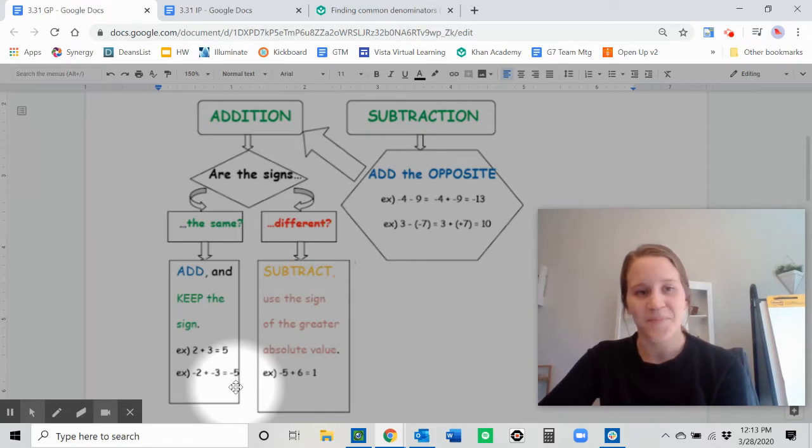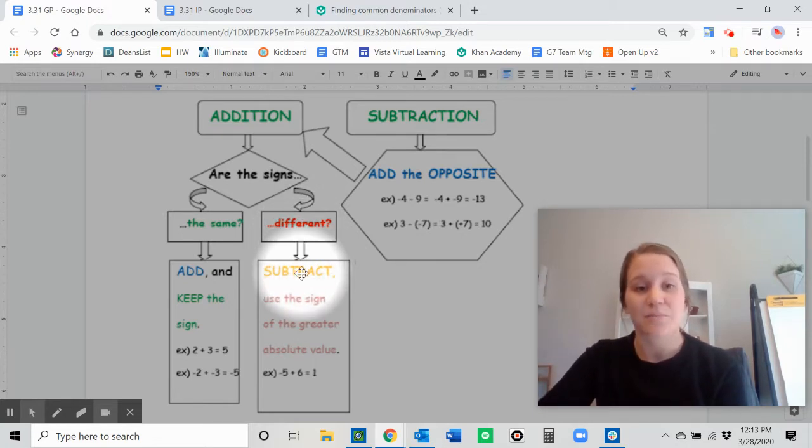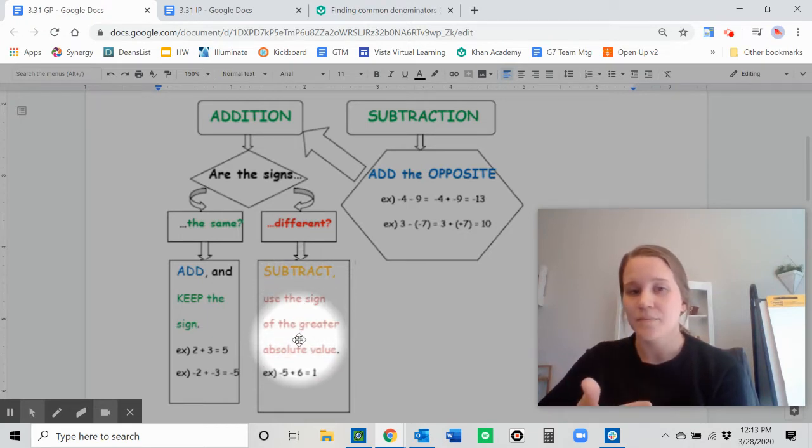Negative 5. If the signs are different, then I follow a different set of rules. If the signs are different, I subtract their absolute values. I use the sign of the greater absolute value in my answer. So if the signs are different, I subtract and then keep the sign of the number with the bigger absolute value.